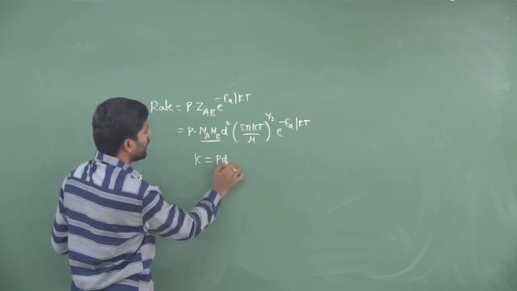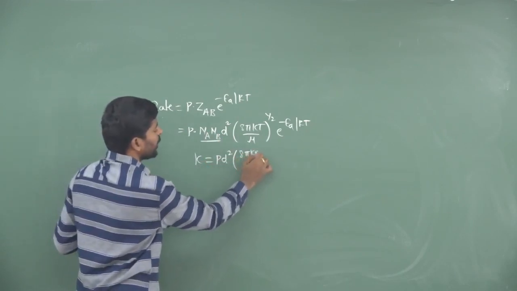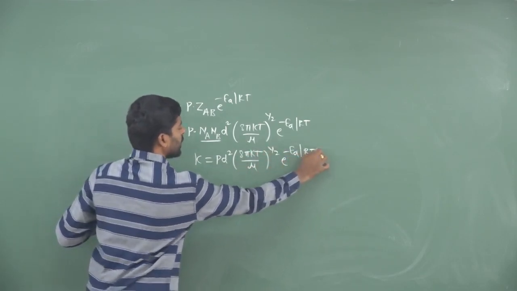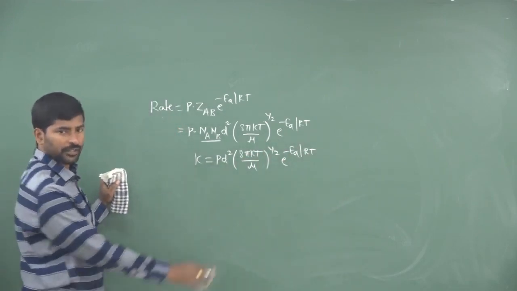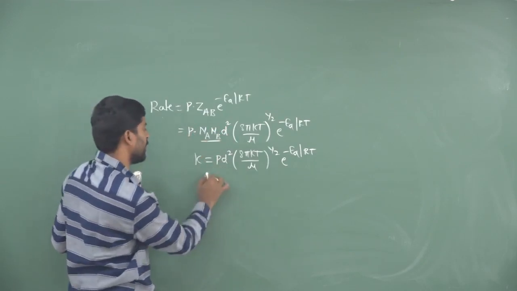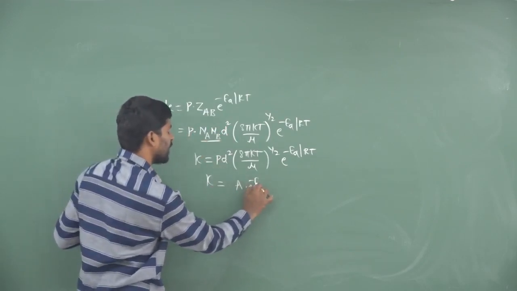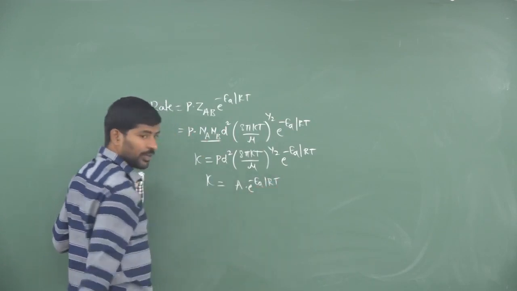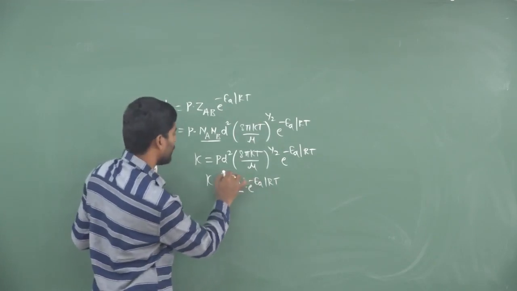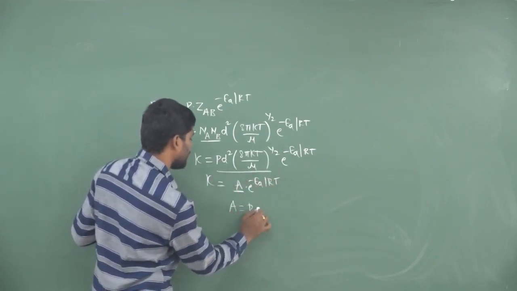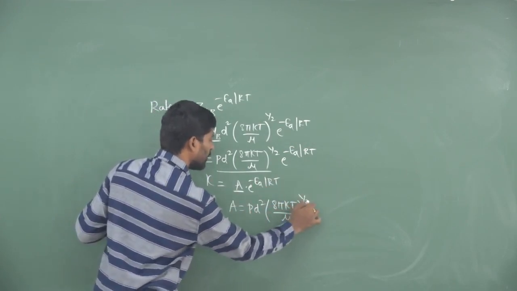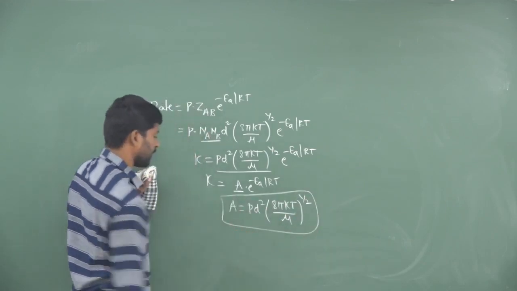The K equation is P d square into (8 pi kT by mu) whole power 1 by 2 e power minus A by RT. If you compare that with K into concentration of A into concentration of B, this is the expression for K. If you compare with the Arrhenius equation, A into e power minus A by RT, the expression for the Arrhenius constant is P d square (8 pi kT by mu) whole power 1 by 2. Previously this was asked in questions.